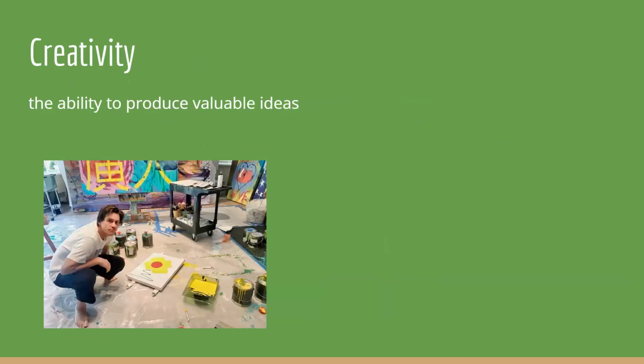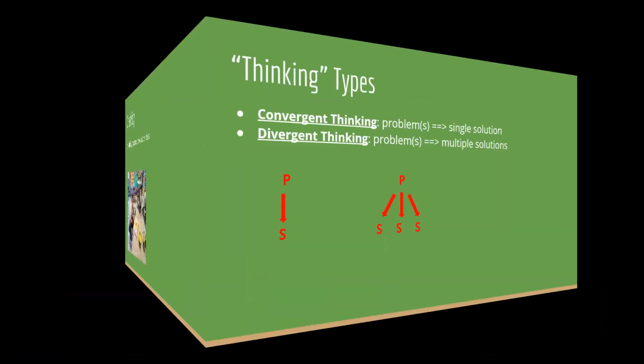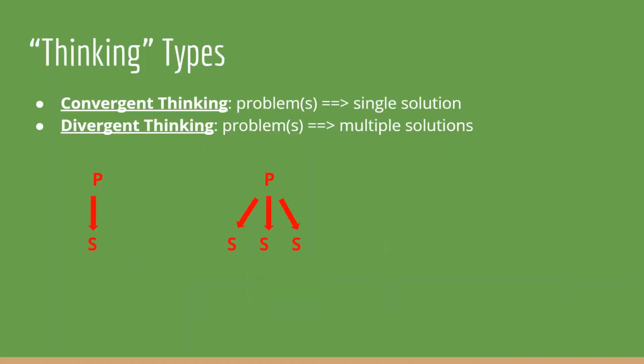This is the ability to produce valuable ideas. That's just what it is. And to some extent, we may all have this. So what are the thinking types? So there's convergent thinking and divergent thinking. So for convergent, what does it mean when things converge? It means they come together to one thing. If you took like earth science, you might have learned about convergent boundaries or divergent boundaries, whatever.